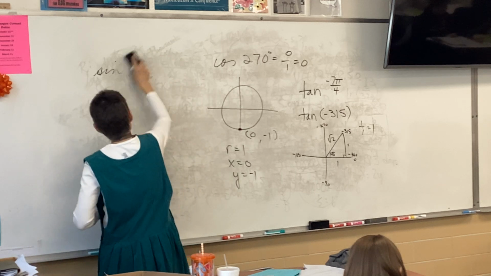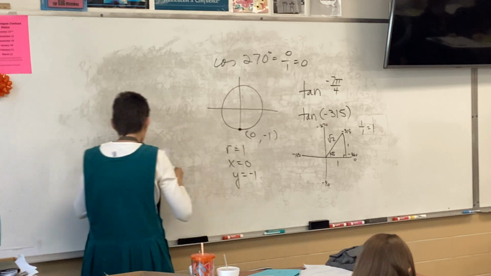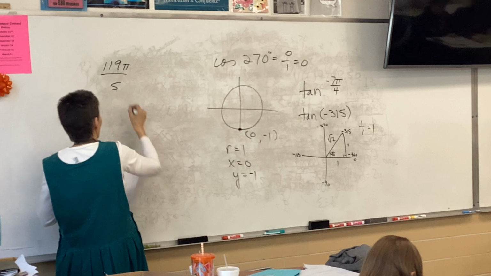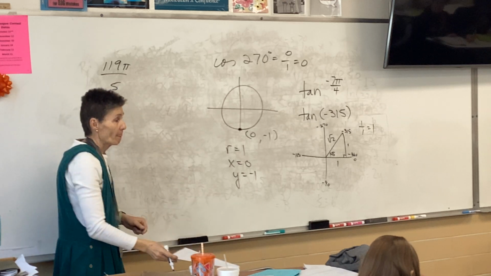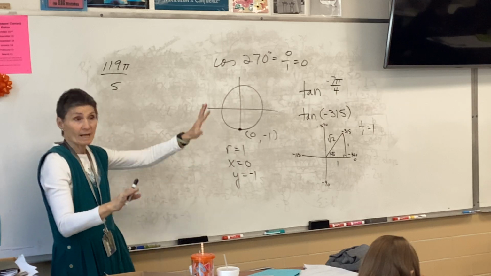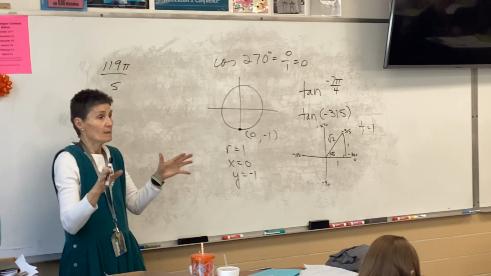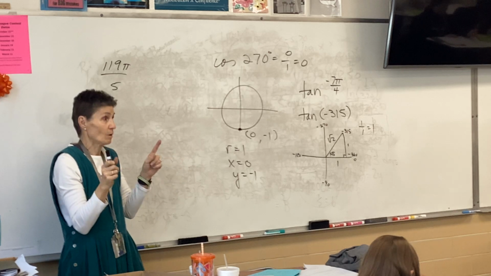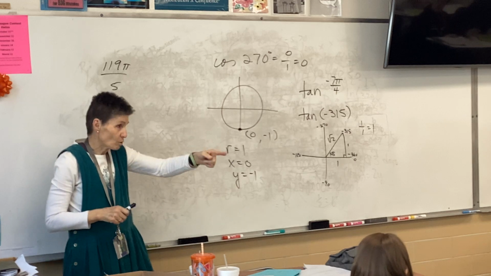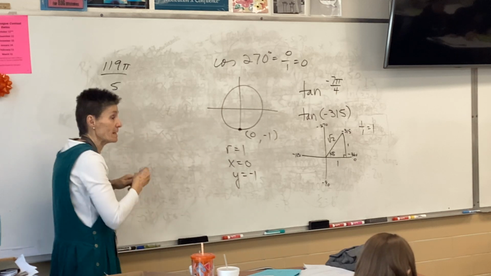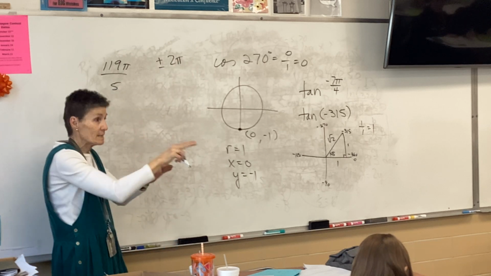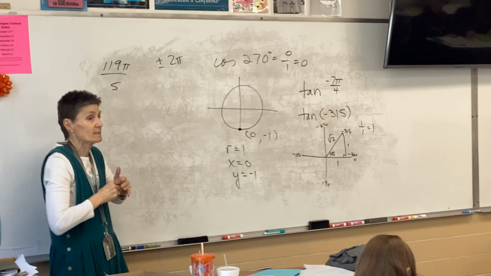Find the smallest positive and negative coterminal angles for 119 pi over 5. Now, there are a couple of different ways, like always, that you can do this problem. I want you to think about this for a minute. Well, first of all, how do we find coterminal angles? We add or subtract revolutions. So in radians, I would be adding or subtracting 2 pi. In degrees, I would be adding or subtracting 360.